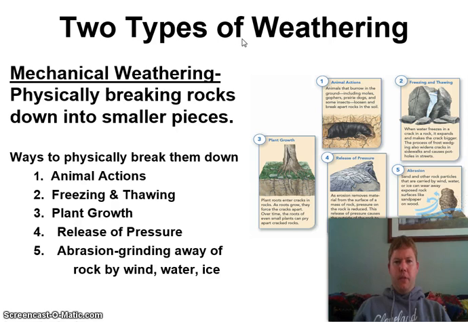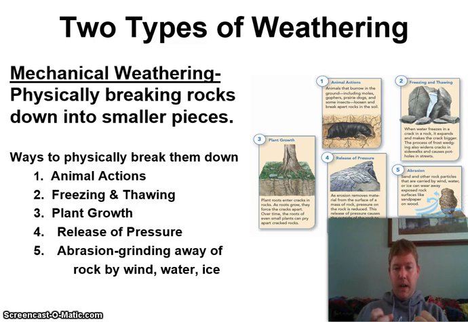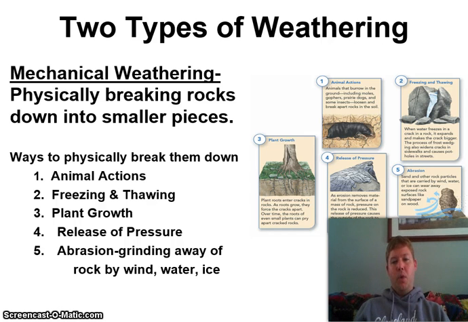Well, let's talk about two types of weathering. The first type is called mechanical weathering. It is physically breaking the rocks down into smaller pieces. And we can do that in many ways. One way is through animal actions. Two, freezing and thawing. Three, plant growth. Four, release of pressure. And five, abrasion, which is the grinding away of the rock by wind, water, and ice.